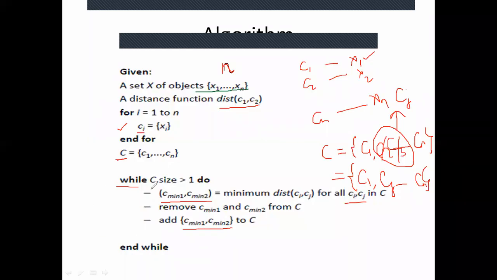Again, the while loop would run. Again, you will check the size. What is the size? Again, it is greater than 1. Yes. Again, you will find the distances among the different clusters, and you will choose the two clusters having the minimum distance.